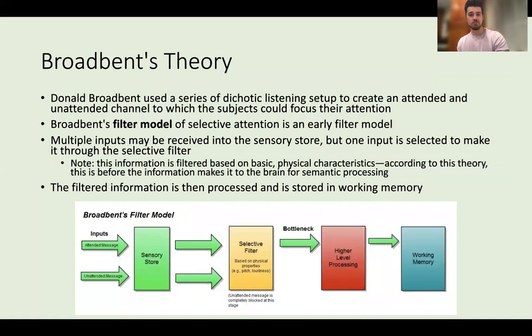The first theory is Donald Broadbent's theory. He used a series of dichotic listening setups, which a lot of people studying attention at the time did, to create an attended and unattended channel to which the subjects could focus their attention.